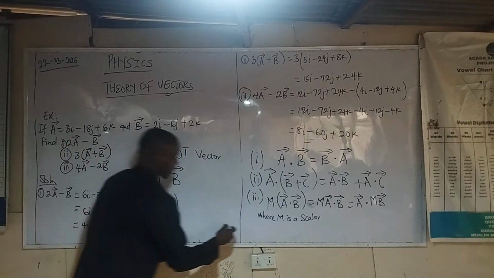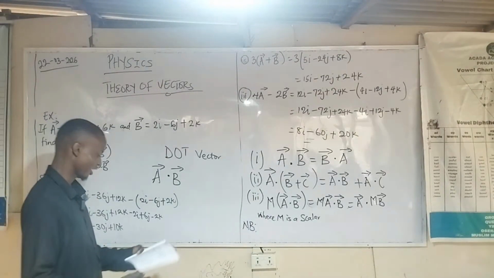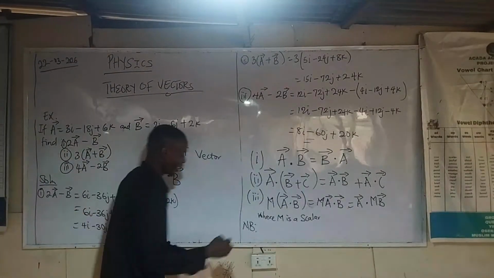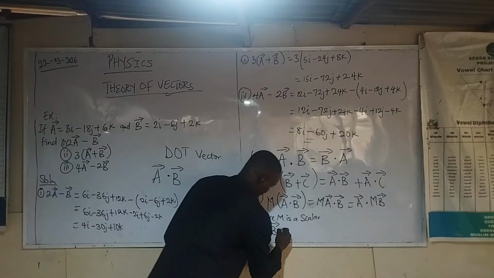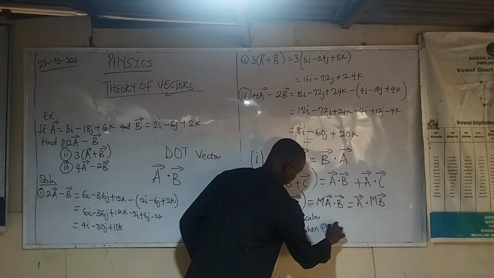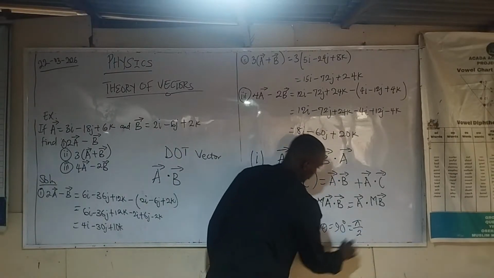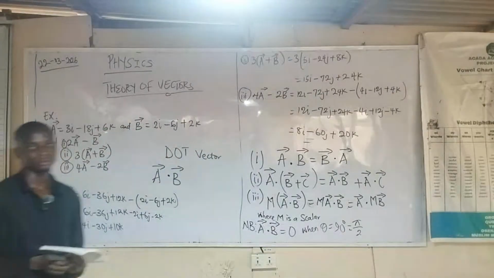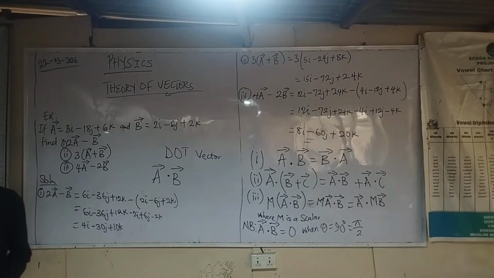Nota bene: A dot B is equal to 0 when theta equals 90 degrees, or pi over 2.